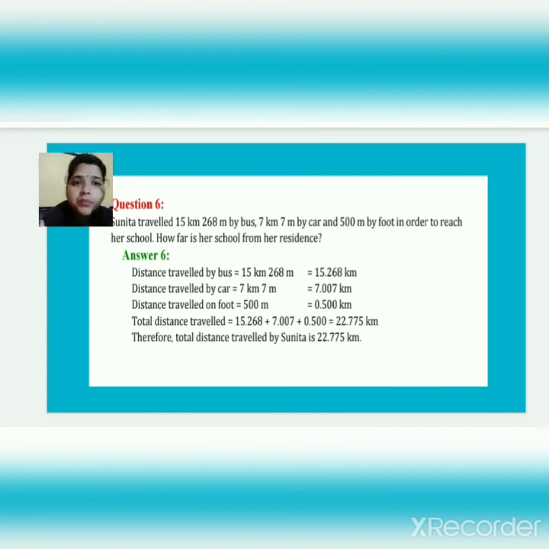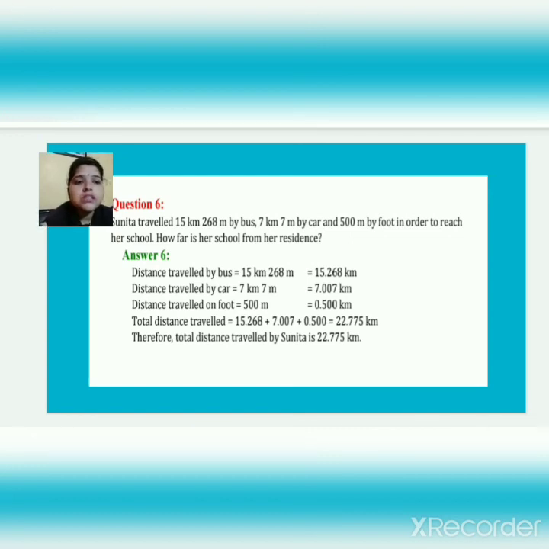See, we have to make 2 units as 1 unit. So what is in kilometer and what is in meter, that you have to make similar. So we are converting meter into kilometer. So 268 will be divided by 1000. So our answer will be 0.268. And when we will add with 15, we will get 15.268 as a kilometer. This is the basic thing you all have done. Distance traveled by car will be 7.007 kilometer. We have changed 7 meter into kilometer. Distance traveled on foot will be 0.500 kilometer.